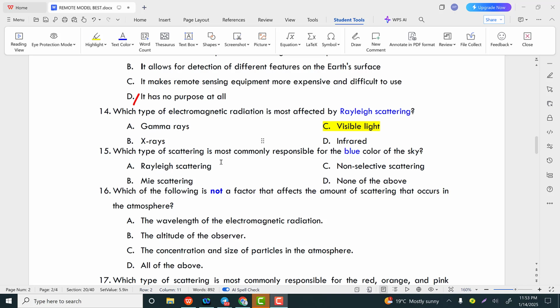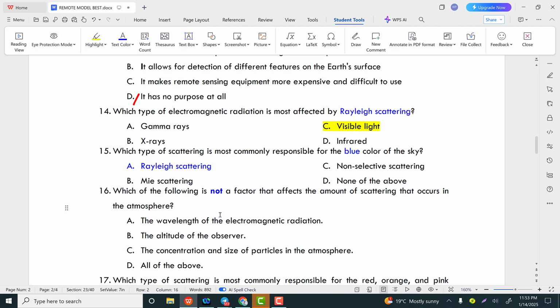Okay, question number 15. Which type of scattering is most commonly responsible for the blue color of the sky? The answer is Rayleigh scattering, because the short wavelengths of the visible electromagnetic radiation, mainly the blue, are more scattered because of the particles found in the atmosphere.